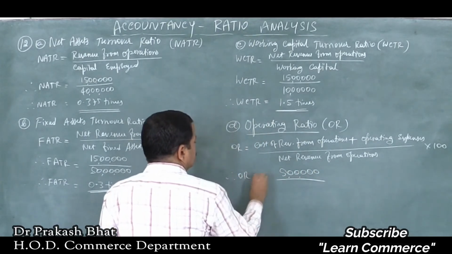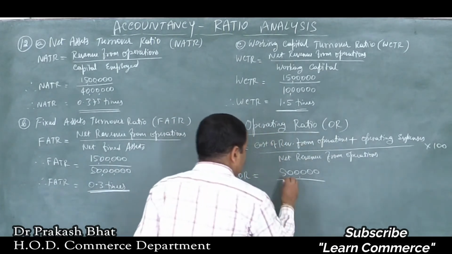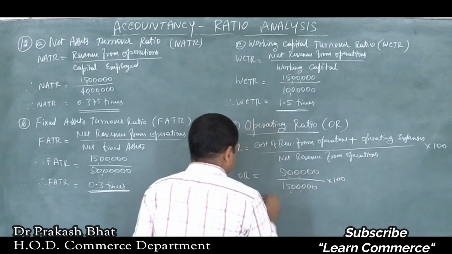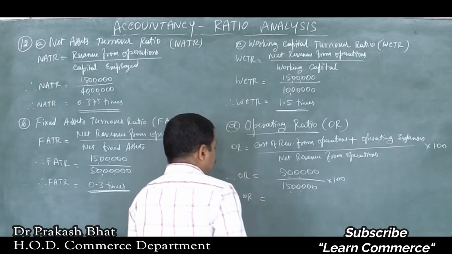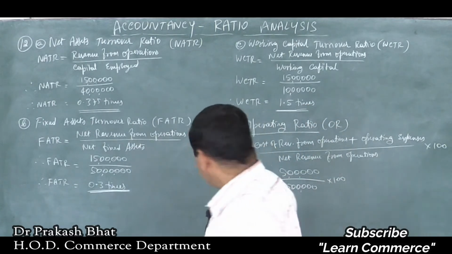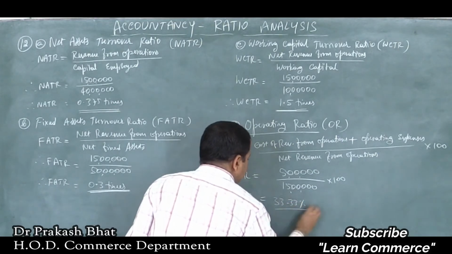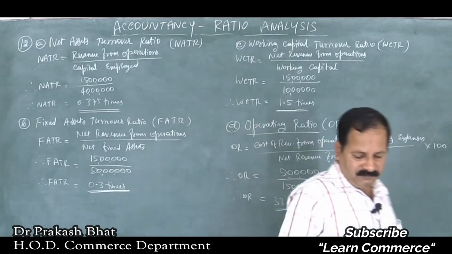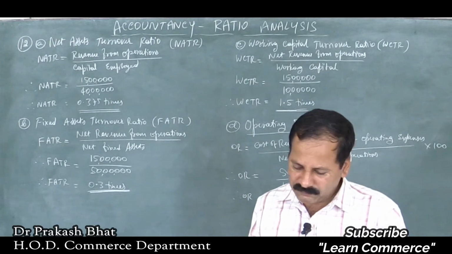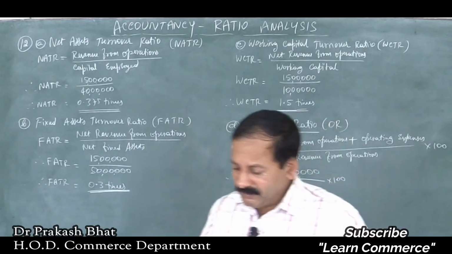Therefore, OR is equal to 5 lakh divided by net revenue from operations, how much is it? 15 lakh into 100. Therefore, OR is equal to how much? 33.33%. Yes. Then the next one is return on capital employed ratio. Let us calculate now.